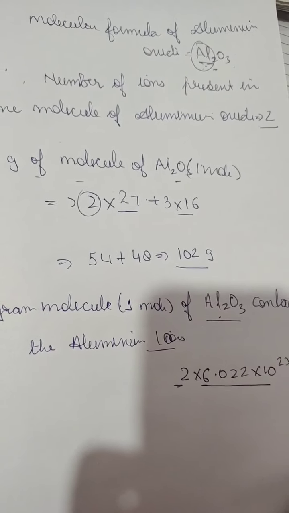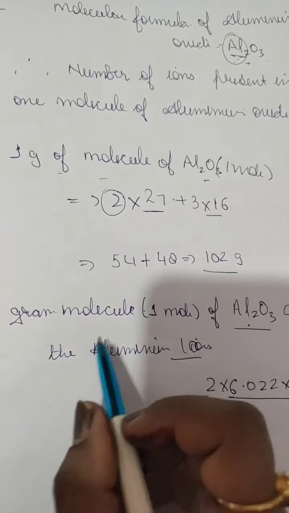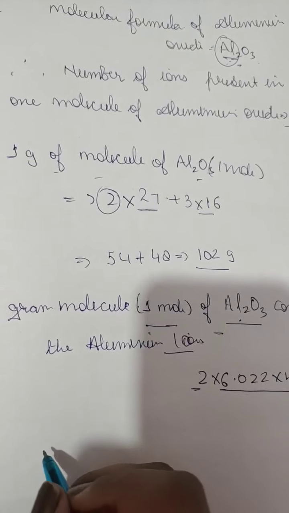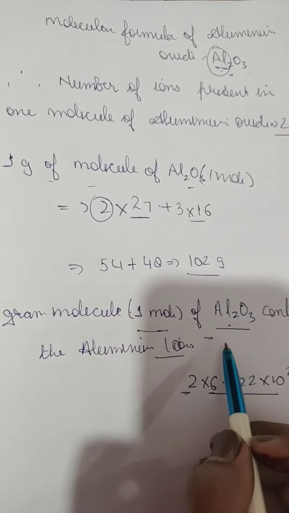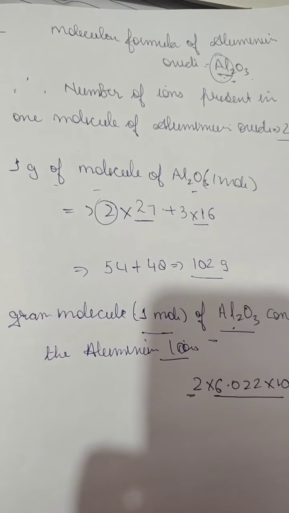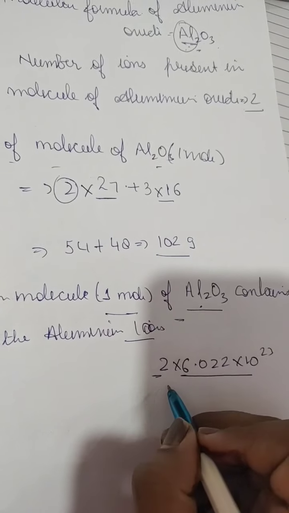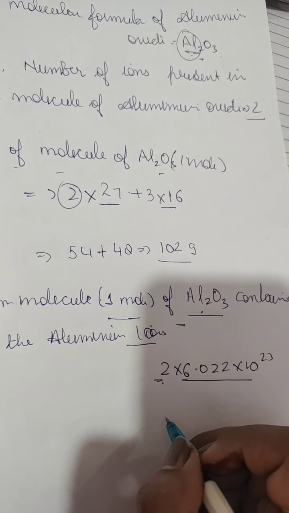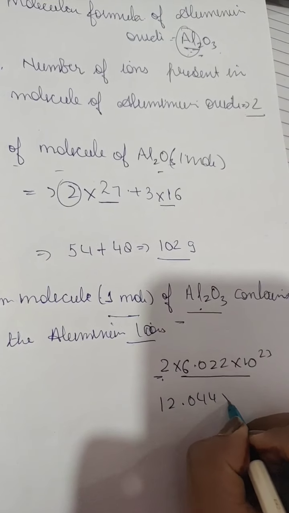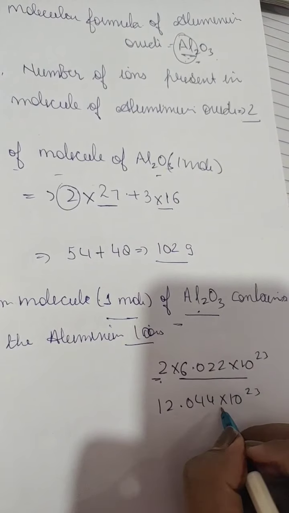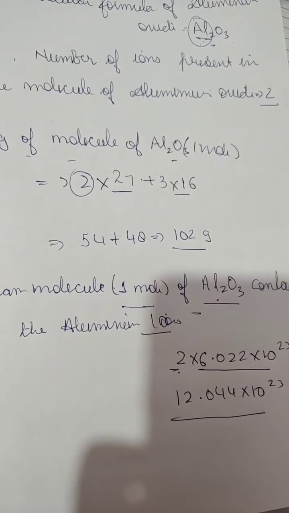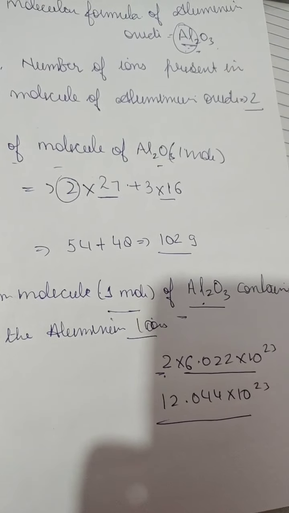So the mass of aluminium in 1 mole of Al2O3 is, because 1 mole of Al2O3 contains 2 moles of Al, that's why we are multiplying by 2. So which will be 12.044 into 10 to the power 23. Okay, because here there are two aluminium ions, that is why we have to do this.